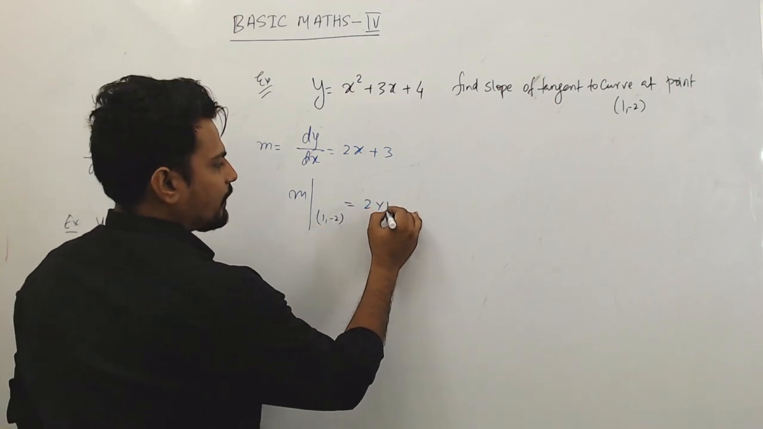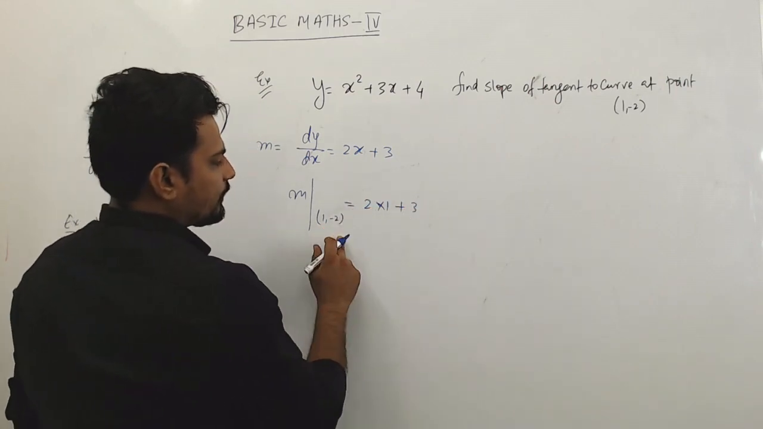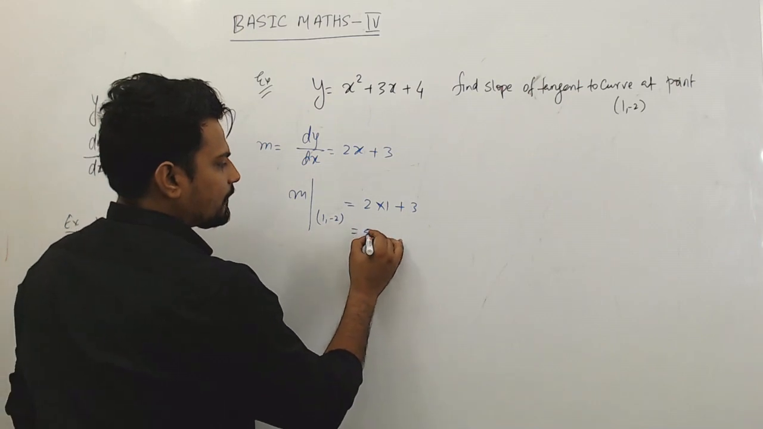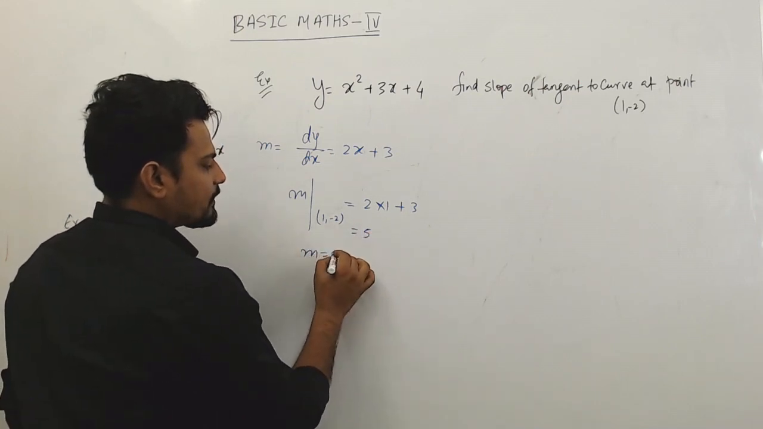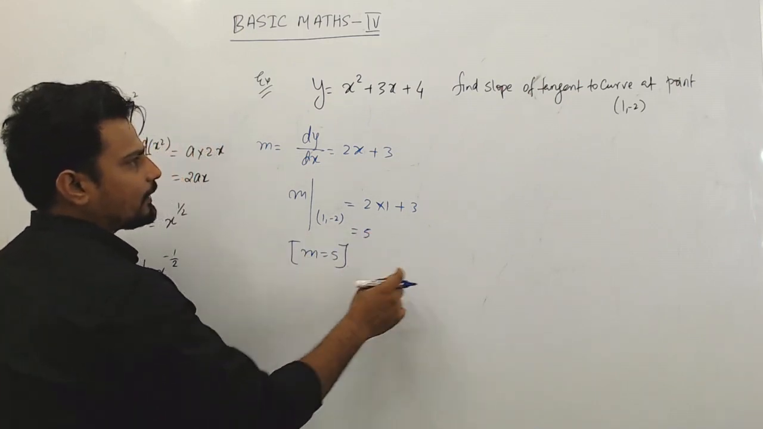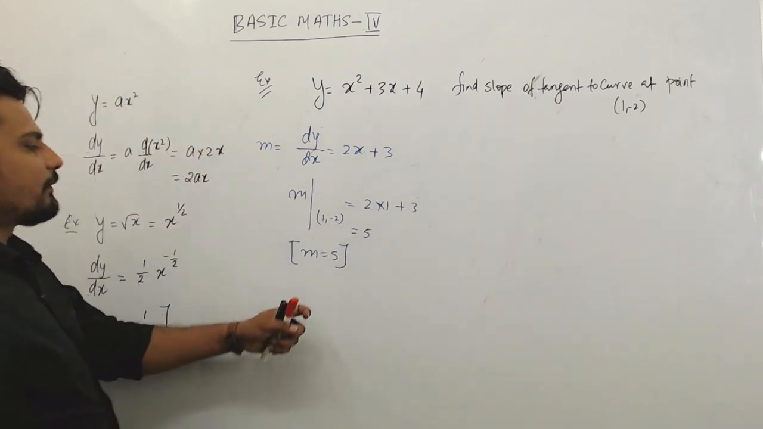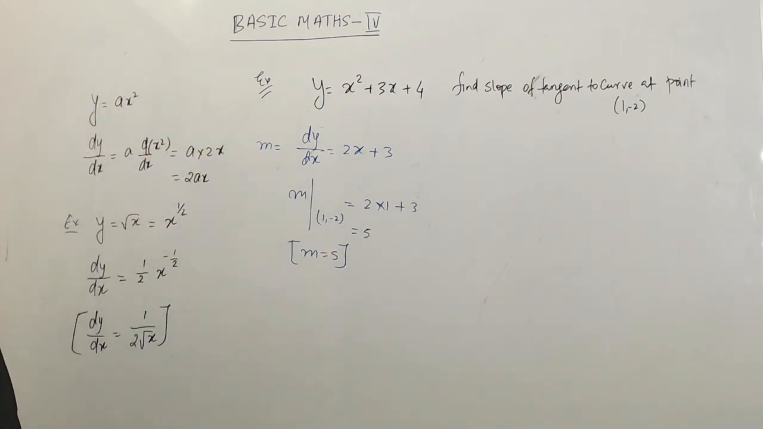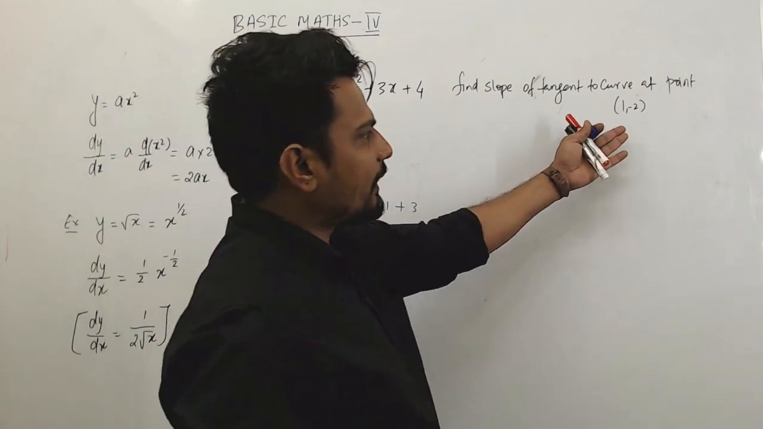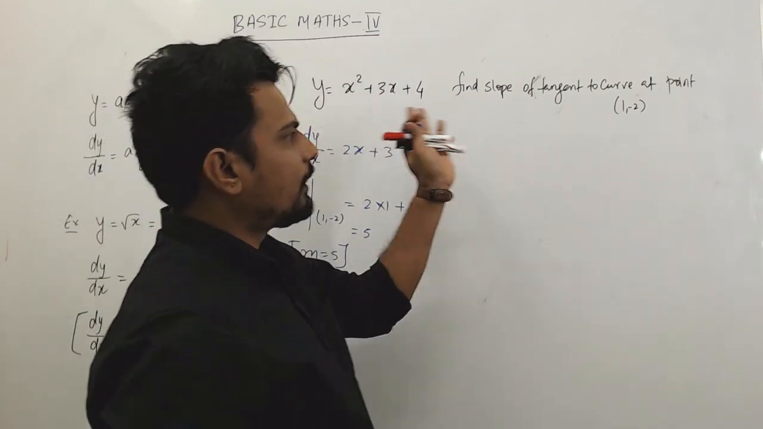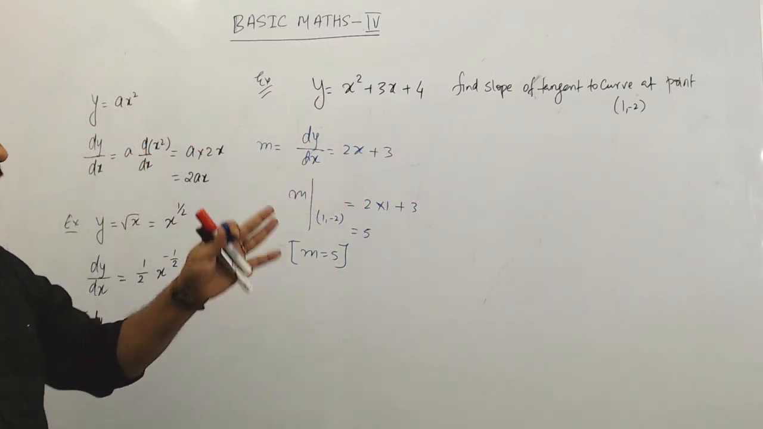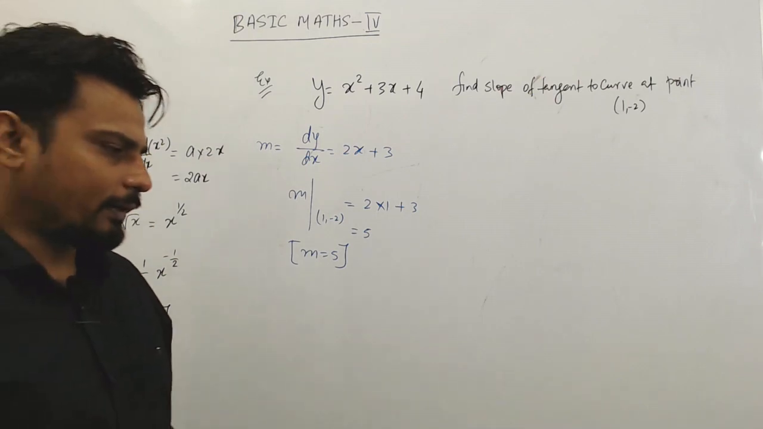2 times 1 plus 3. There is no point using the y over here. That's going to be how much? 5. So the slope of the tangent of this function at any point, let's say (1, -2), should be given as 5. Now, this could be at any random point. They can choose any point, and the process is going to remain the same. There is nothing that would change over here to find the slope.